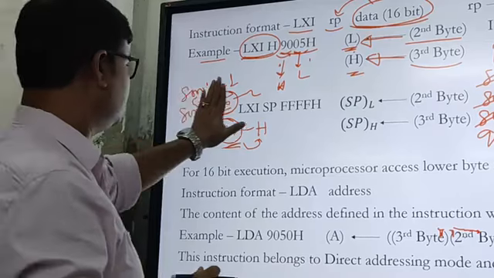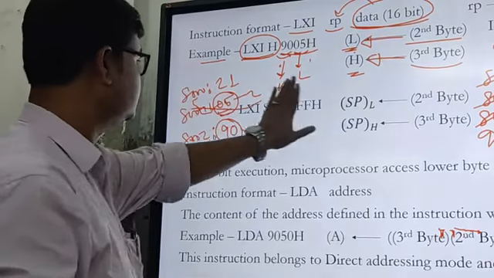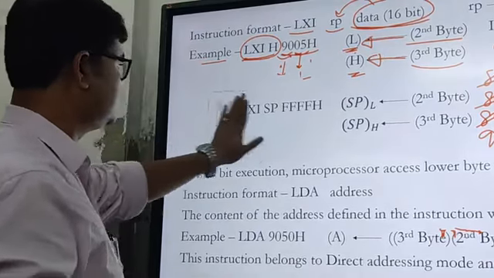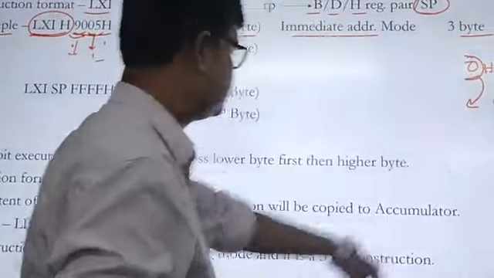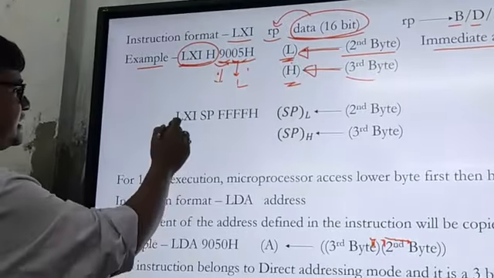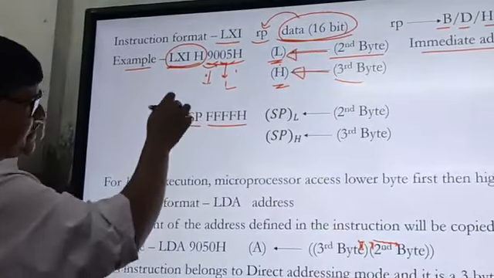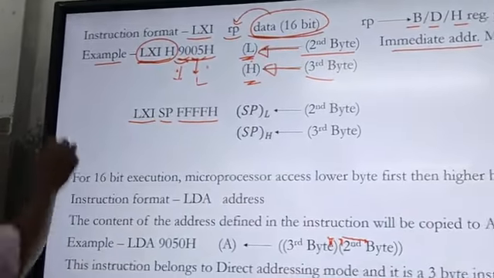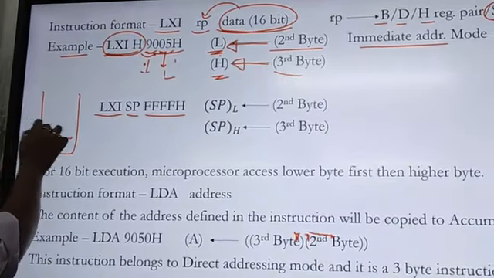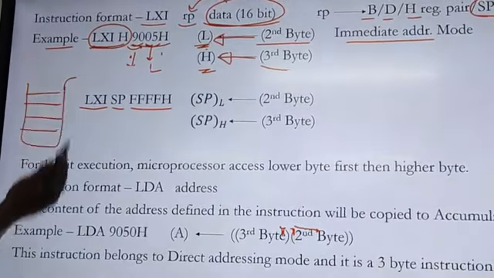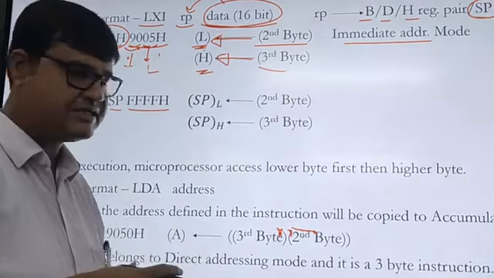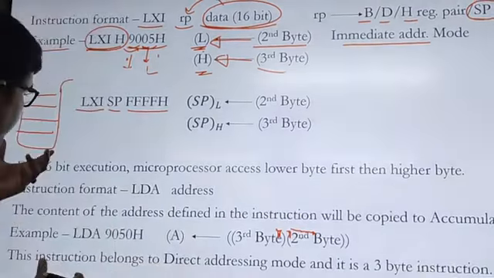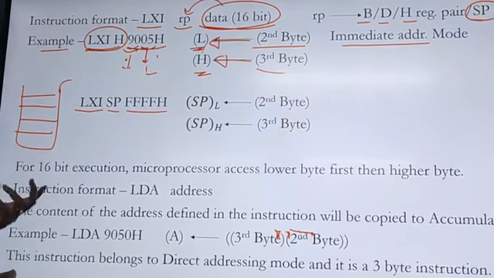Next is LXI stack pointer. Here the stack pointer can be defined as FFFF. We know that stack is a part of memory. Some consecutive memory locations can be defined as a stack, and that follows a particular algorithm called the LIFO algorithm, last in first out.